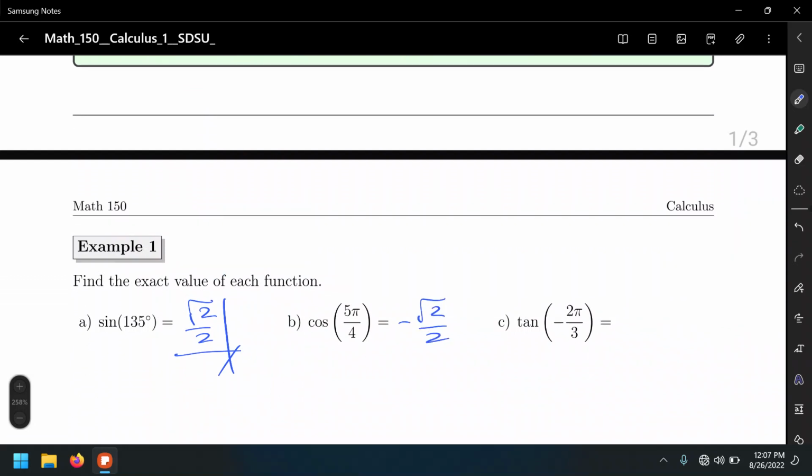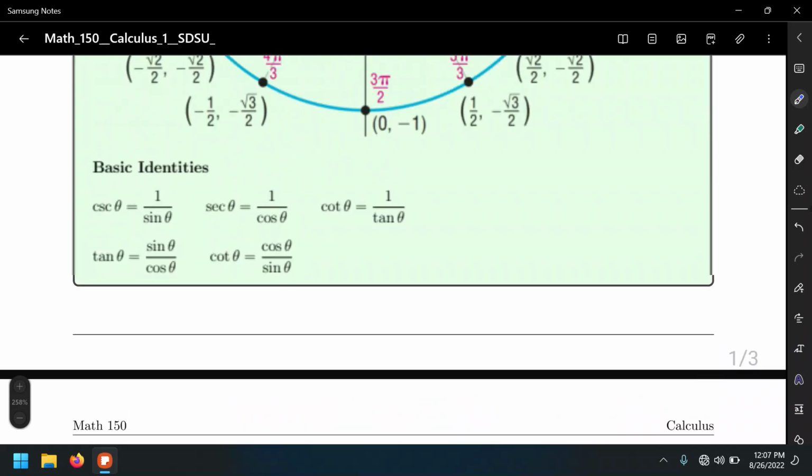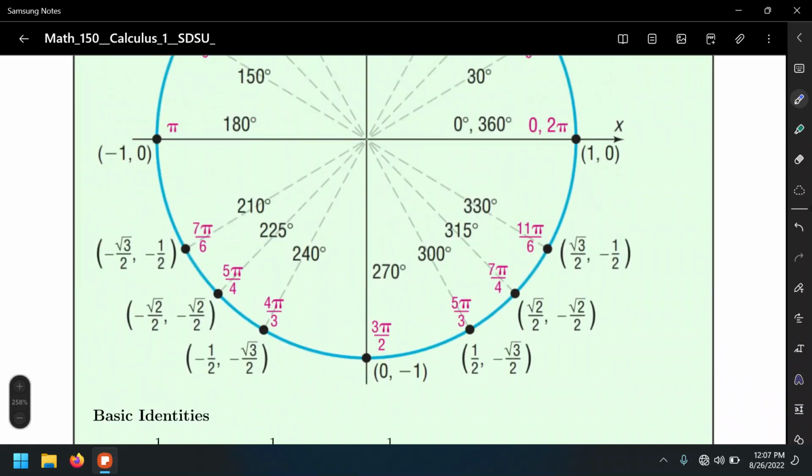Okay, careful when you have negative angles. So there's a couple of ways. You might want to use either the even and odd properties to rewrite this, or just count the angle in the negative direction. So instead of going counterclockwise and finding the 2 pi over 3, we would be going clockwise for the negative direction for angles along the unit circle.